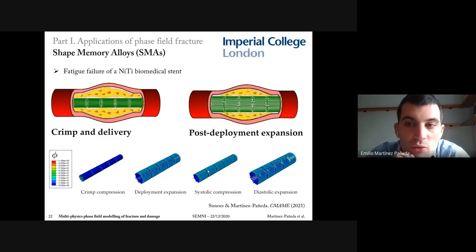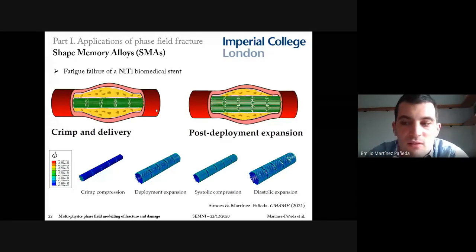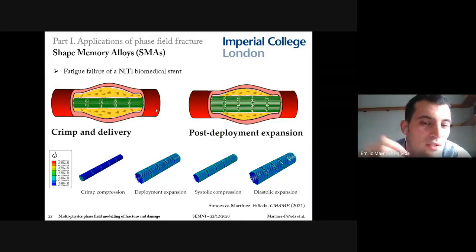So we extend the model to incorporate a fatigue degradation function, as shown before, and model this paradigmatic application of shape memory alloys. Stents are small cylindrical tubes that are placed into blood vessels or arteries to hold the structure open. The goal is to counteract the effects of vascular diseases associated with plaque blockages that hinder fluid flow. So to deploy the stent, it is usually crimped, placed in a delivery system, and finally expanded in vivo within the duct. And then it will undergo a number of systolic and diastolic compression-expansion cycles. So predicting its fatigue behavior is key.